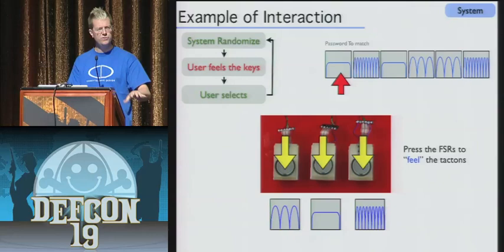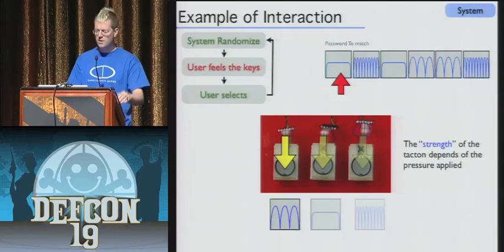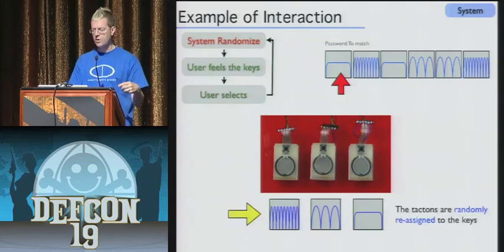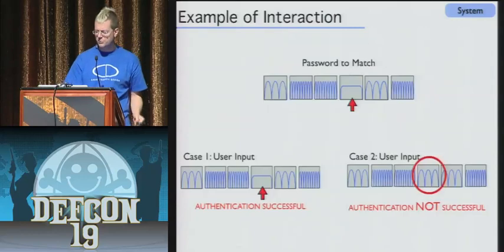So press down, it won't do it if your fingers aren't on the keys, so you're obscuring the vibrational elements. Feel the three tactons, select the right one, and then they get randomly reassigned, and you go along through the stages of the password.